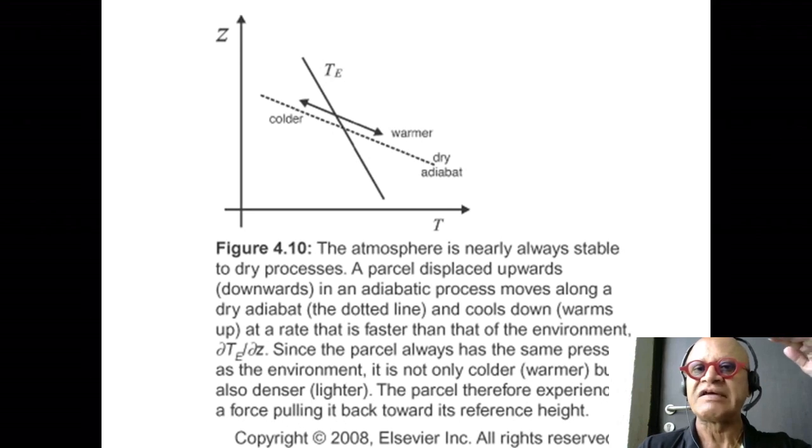So the atmosphere mostly remains stable to dry processes like dry convection, which does happen in deserts. Okay, that's the main message of dry adiabat and dry convection.